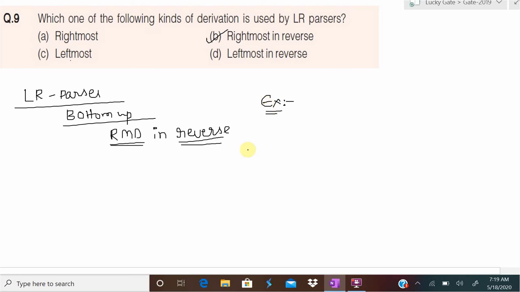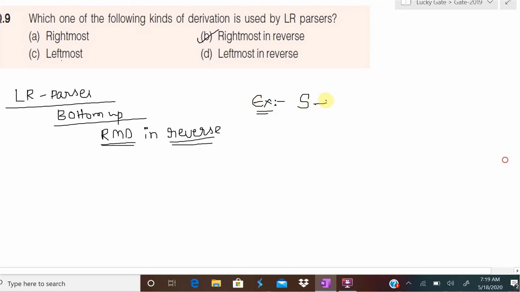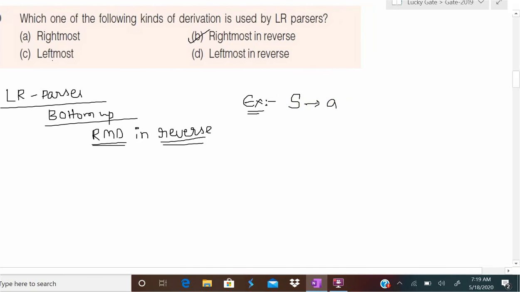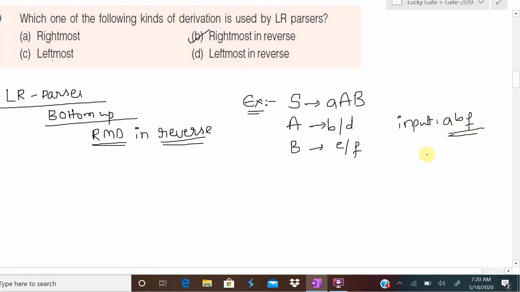Now understand what is meant by rightmost in reverse. Try to understand a small example. S tends to small a, capital A, capital B. A production is small b or small d, and capital B production is small e or small f. Suppose I have an input sentence ABF. This is an input sentence to be derived using the bottom-up parsers.